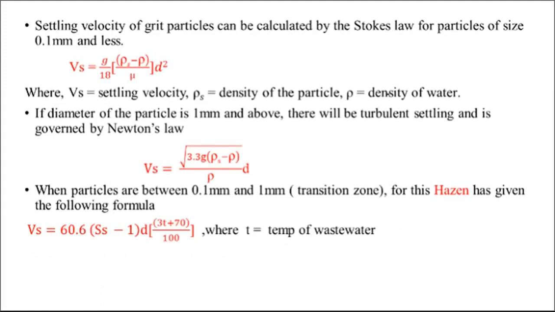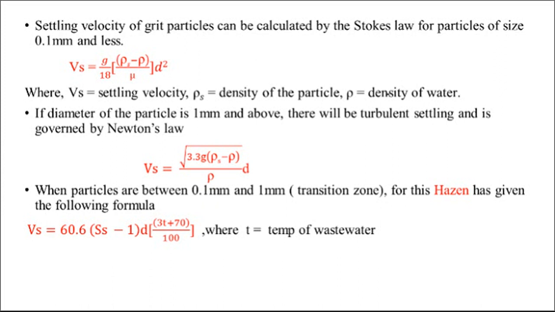Then next one, settling velocity formula. Settling velocity of grit particles can be calculated by Stokes law for particles of size 0.1 mm and less. So the formula is like this: Vs is equal to g divided by 18 into (rho s minus rho) divided by nu into d square, where Vs is equal to settling velocity, rho s is equal to density of the particle and rho is equal to density of the wastewater or sewage.